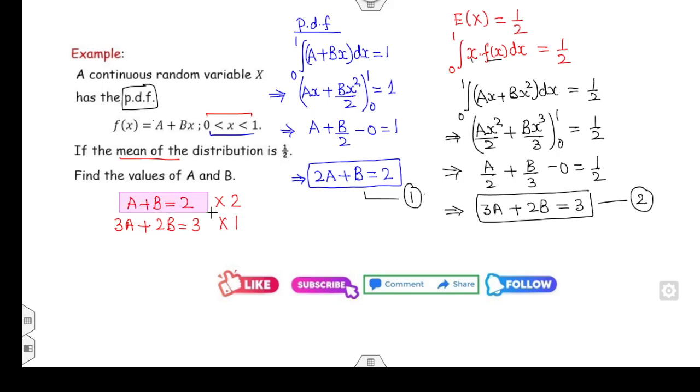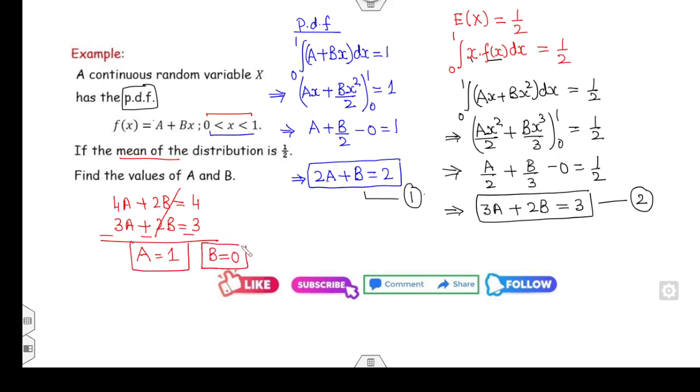The first equation, if you multiply by 2, becomes 4a plus 2b equals 4. Now you can subtract them. So minus, minus, and minus. This will be cancelled. A is equal to 1. So once A is equal to 1, you can substitute in the first equation. You will get B is equal to 0. Therefore, your function becomes A is equal to 1, B is equal to 0.